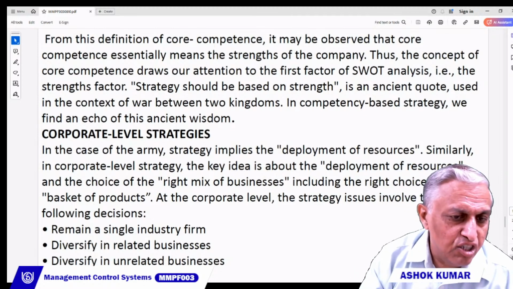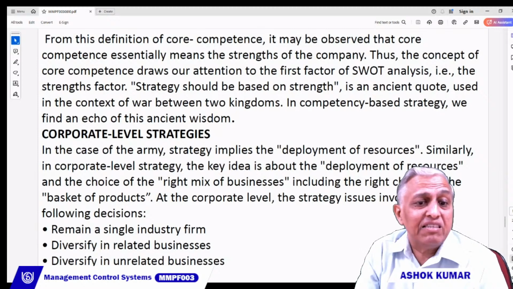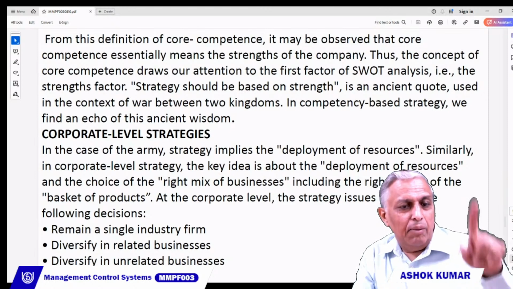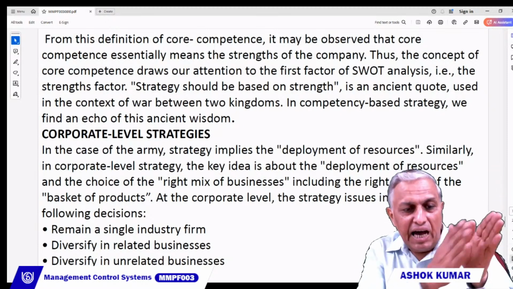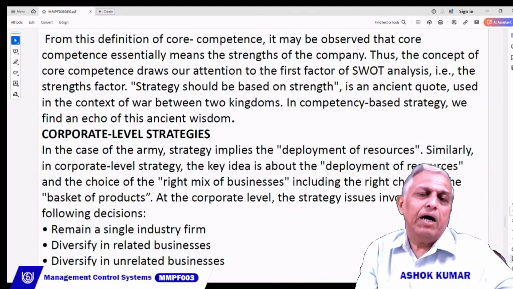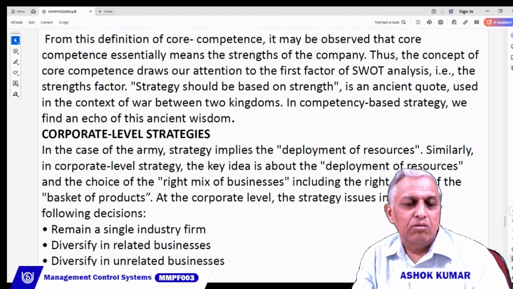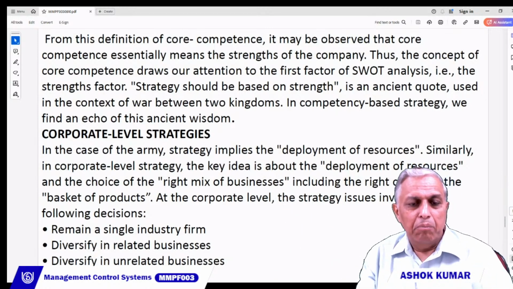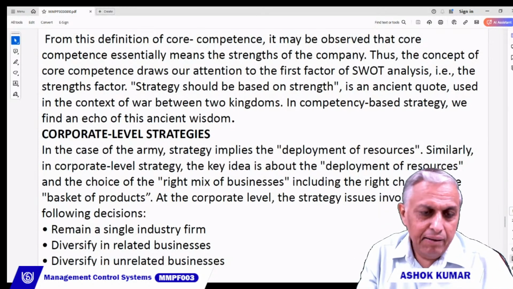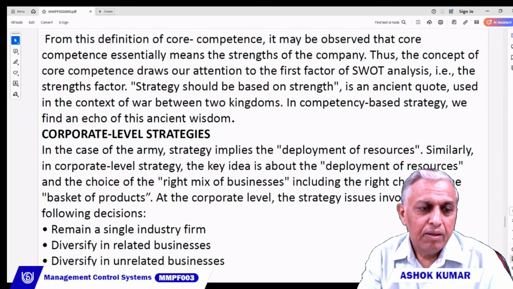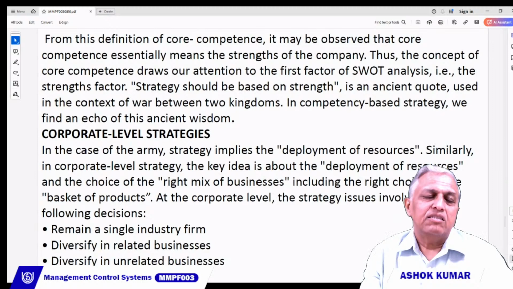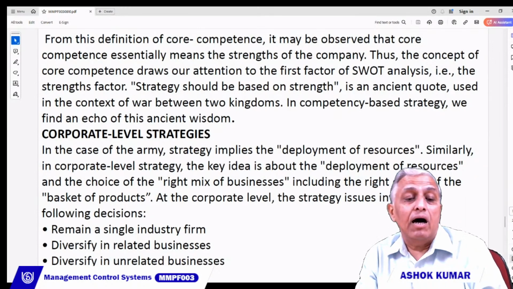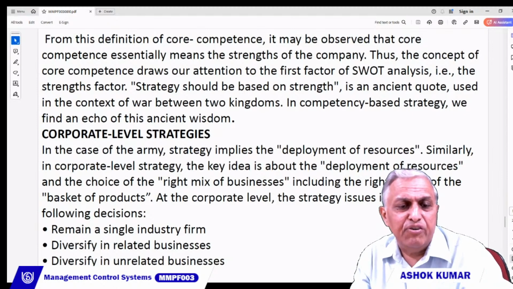What are the corporate level strategies? What we have to decide is the basket of products. At the corporate level, the strategy issues involve the following decisions. Remain a single industry firm, single product, or diversify in related businesses. Like Maruti, each pocket is being touched and influenced. Diversify in unrelated businesses. Maruti, but with the accessories, related, but again their process is different. So whether it's a single product, the same product with different domain technicalities, or you are diversifying in unrelated businesses, different products, different services.